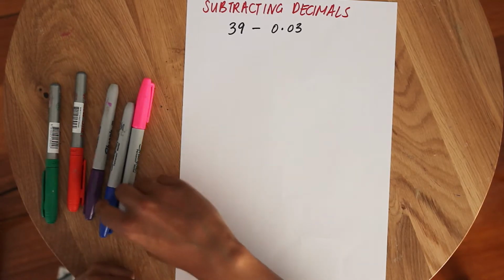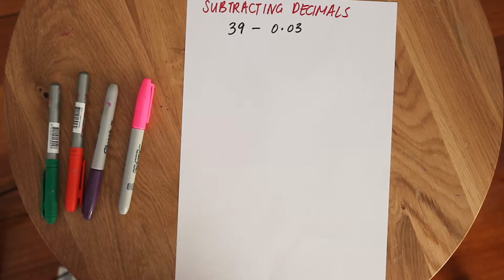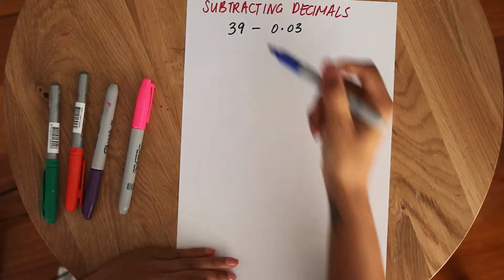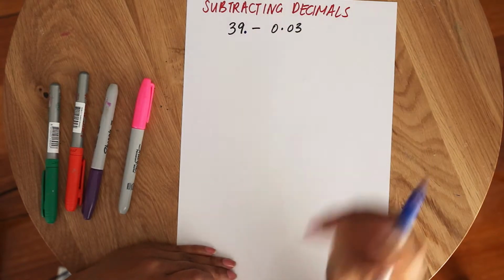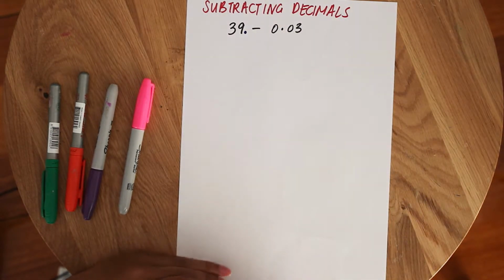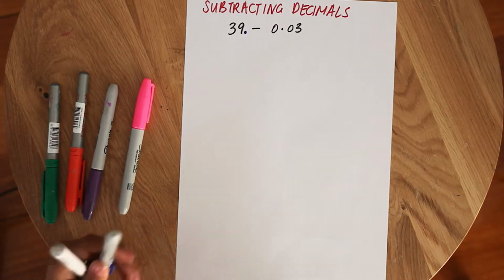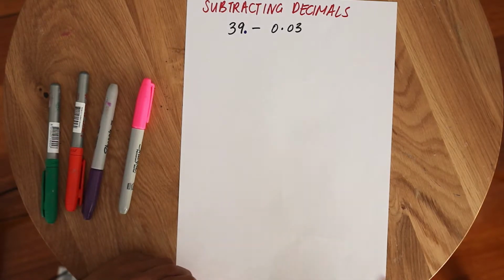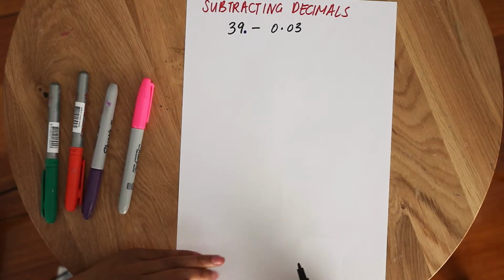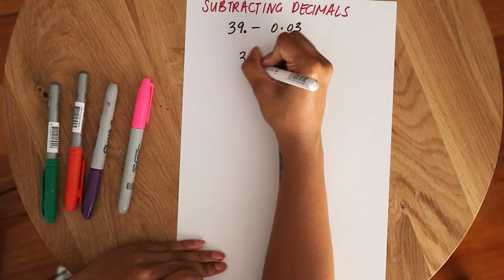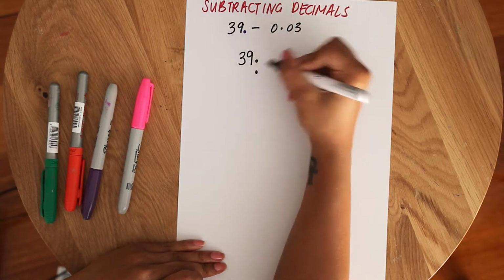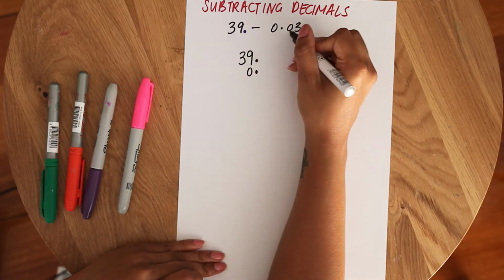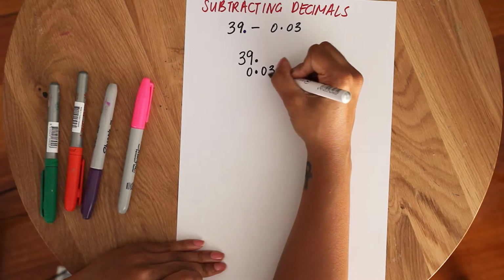Now, as you can see with this question, we've got a whole number here. And if you remember, with whole numbers, the decimal point actually is found at the end of the whole number. So hopefully that will help. And if you want, you can write that in to help set up your sum correctly. So to be able to attempt this question, we need to write it in the correct format. So decimal point, there's a 0 in front of it, 0 after it, and a 3.